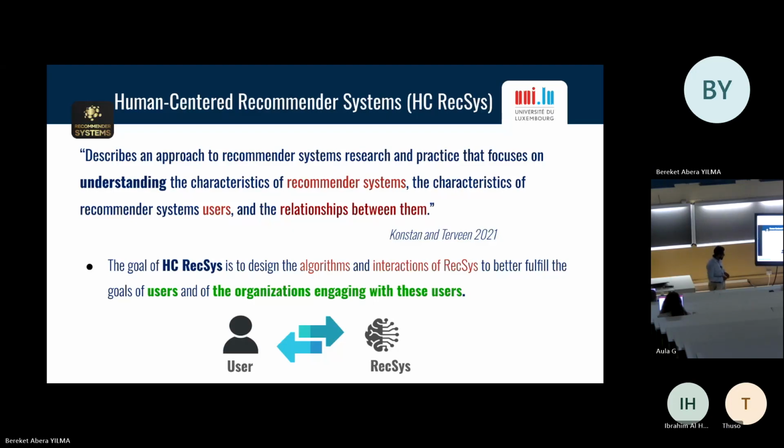When we say human centricity, of course, we have always been designing recommender systems to give recommendations for users. The user has always been there. But now we want to understand what the recommender system is doing to the user, and how this interaction is affecting the user and the other entities involved. Because there is a lot at stake, especially today.